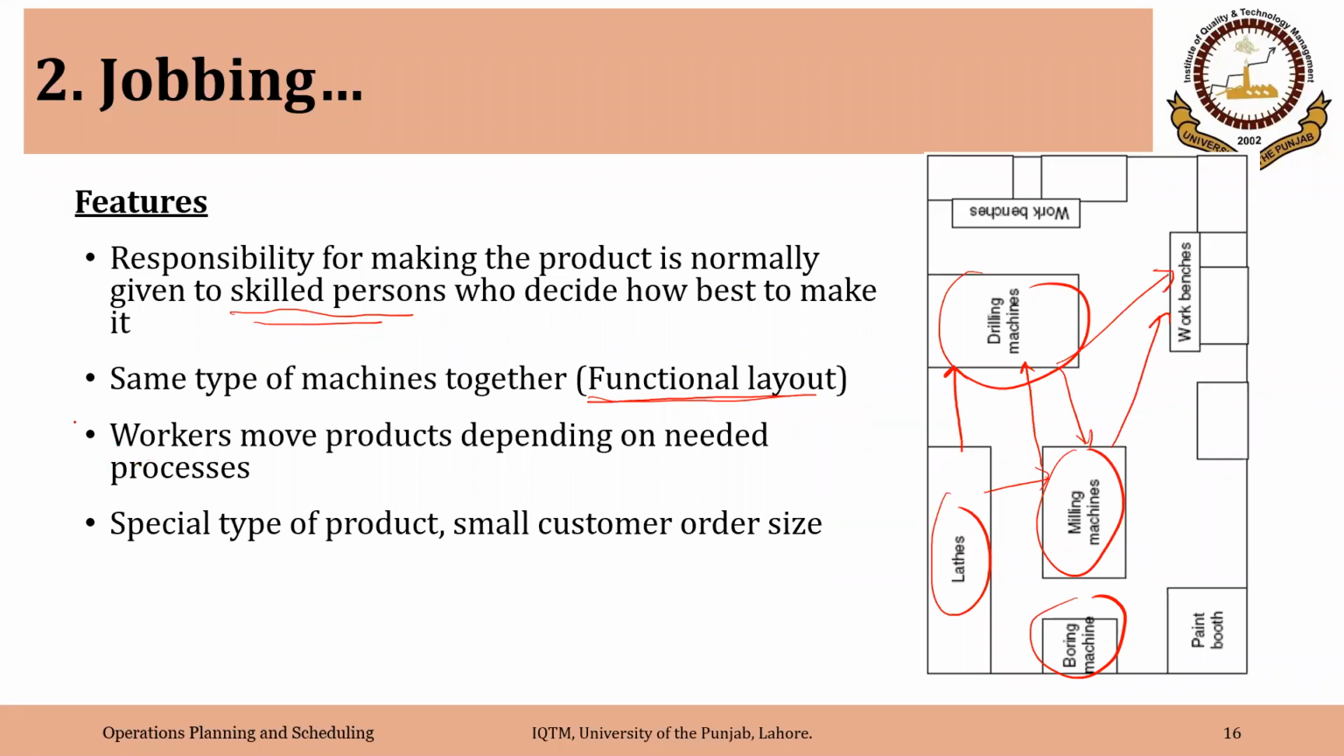Workers move products depending upon needed processes. So as I mentioned, the same equipment and processes will be required, but the flow can be different. And jobbing makes special types of products, and generally the order size is small.